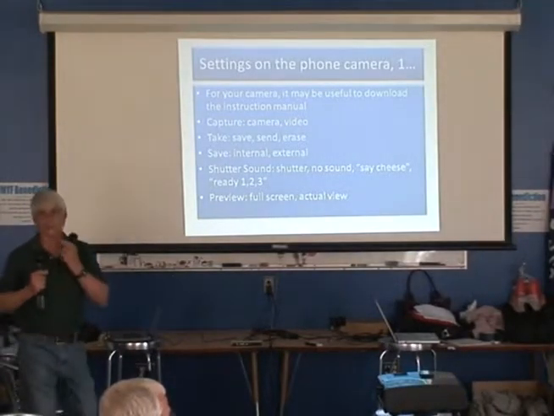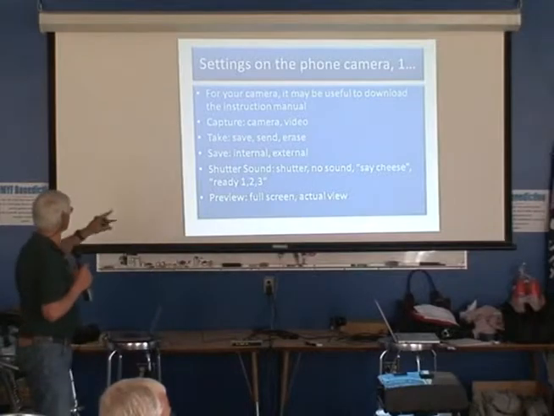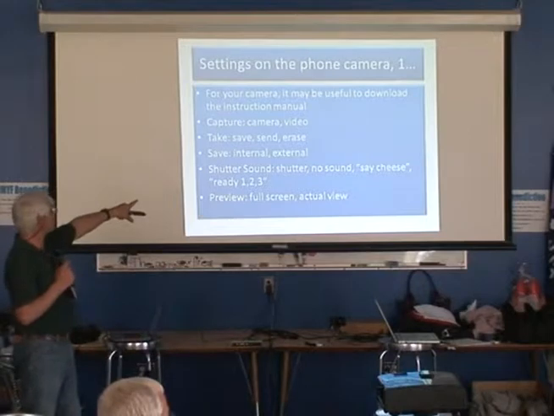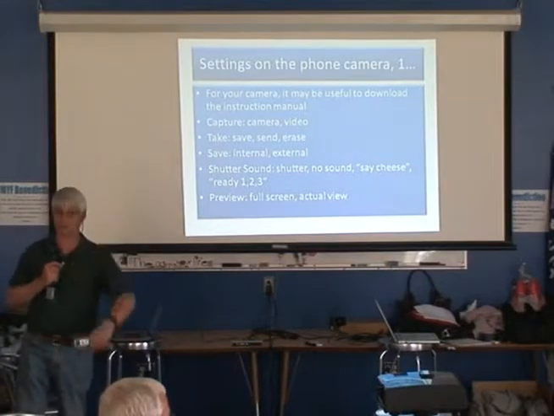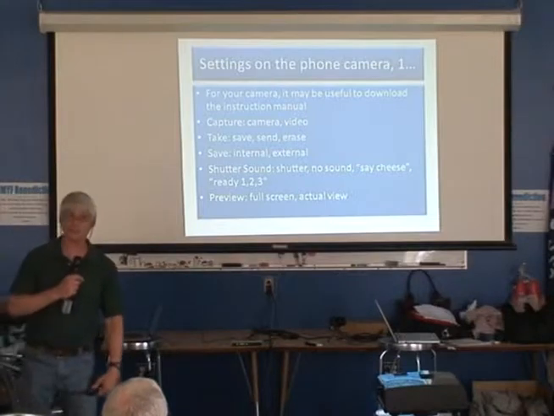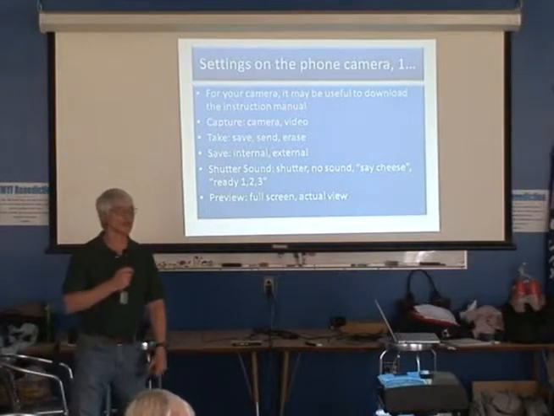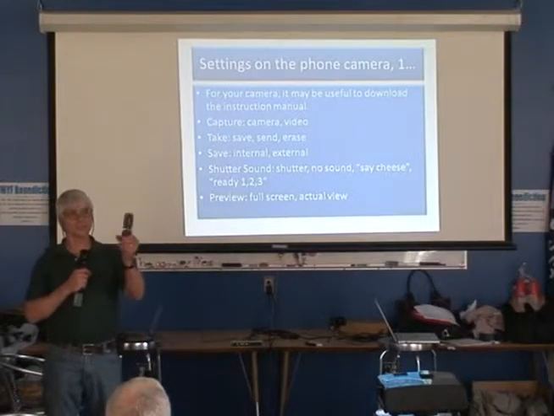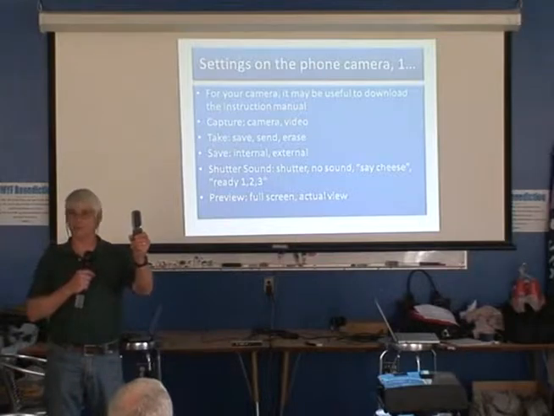So we're on internal, external, getting the pictures off. Shutter speed, shutter sound. Mine will do the shutter sound, the click, click. It'll do no sound at all. It'll say cheese, or it'll say ready, 1, 2, 3. And I thought, how stupid is that? And then I realized that if I set this on ready, 1, 2, 3, I tend to hold the camera steadier. It was a useful device, so I've left it that way.